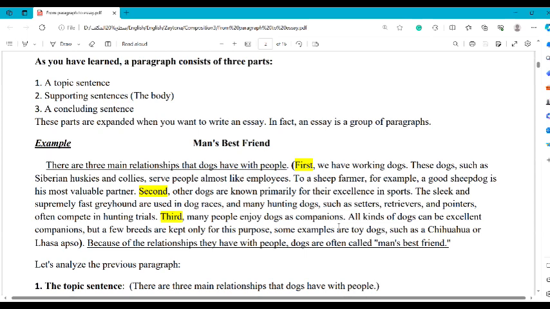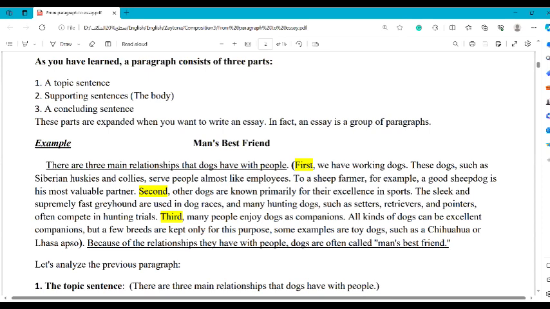All kinds of dogs can be excellent companions, but a few breeds, like here it means types, are kept only for this purpose. Purpose means goal. Some examples are toy dogs. Toy, like, you know, the game or toy for a child. These dogs look like a toy, such as a Chihuahua or Lhasa Apso.